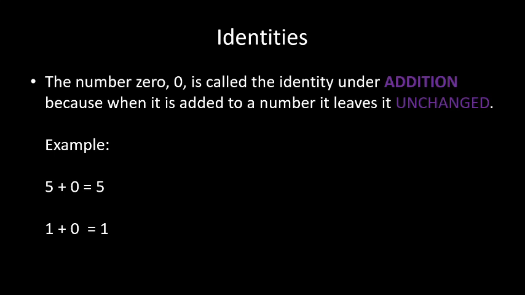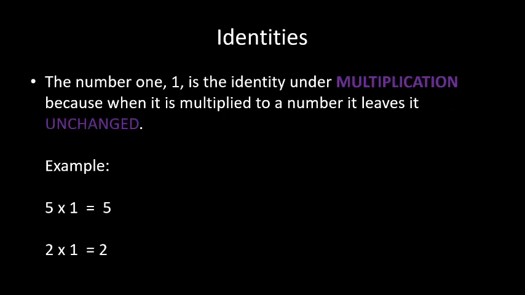Identities. The number 0 is called the identity under addition, because when it is added to a number, it leaves it unchanged. For example, 5 plus 0 will give you back 5, and 1 plus 0 will give you back 1. The number 1 is the identity under multiplication, because when it is multiplied to a number, it leaves it unchanged. For example, 5 times 1 is 5, and 2 times 1 is 2.